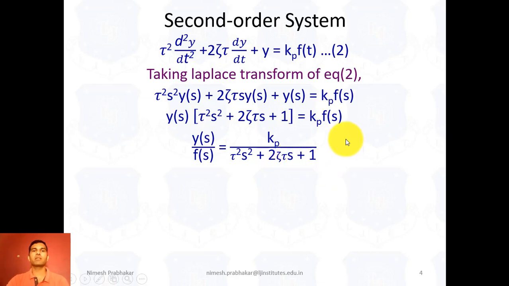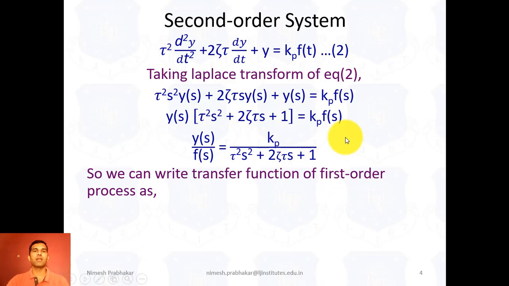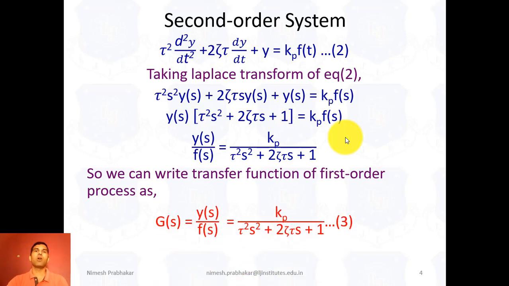But y of s upon f of s is nothing but the transfer function. So we can write the transfer function of the second order system as G of s is equal to y of s upon f of s is equal to Kp upon tau square s square plus 2 zeta tau s plus 1. So this is the transfer function of the second order system.